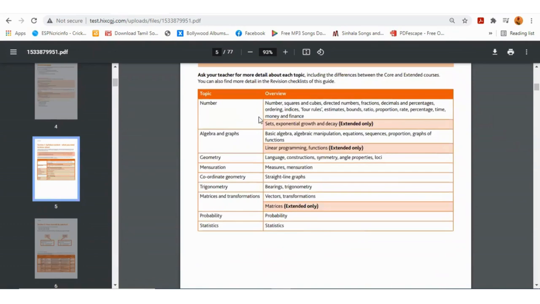So you can see sets, exponential growth and decay, extended only. And then we have linear programming and functions, also extended only, and matrices is extended only. So these are specific areas. And another thing you will realize is matrices does not come under 0607, the other syllabus.